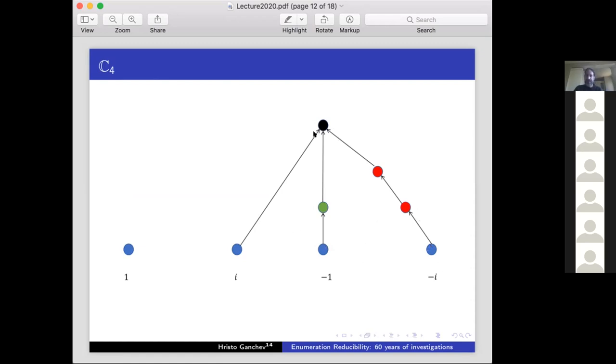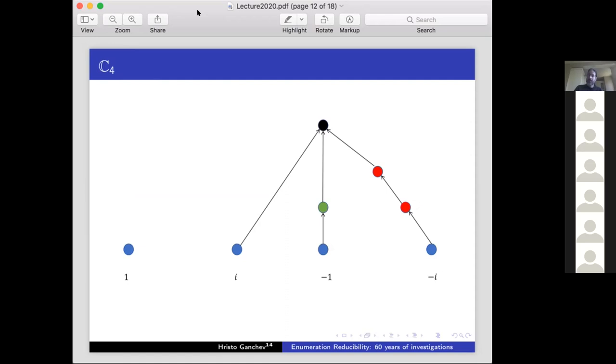Using this technique, of course, for every tuple, one and i, you should build another maximal element. For minus one and i, you should build another maximal element, etc., etc. But using this, you can simulate this group entirely. Actually, using this technique, you can simulate every structure, even the most complex one. You can simulate even the natural numbers.